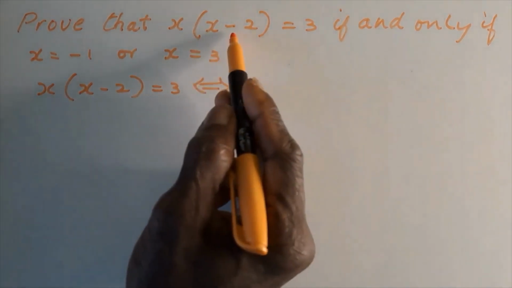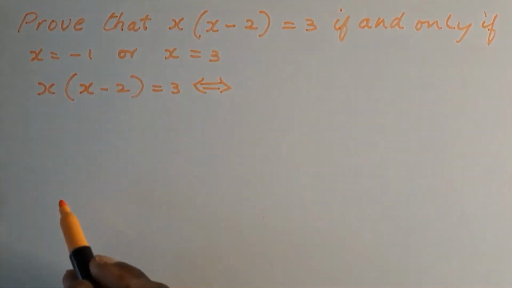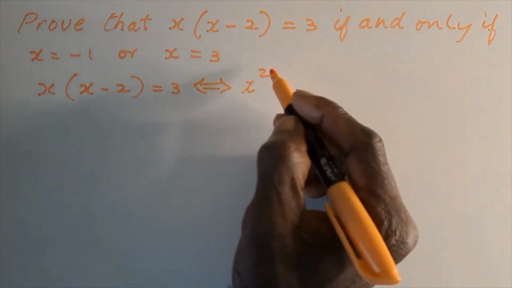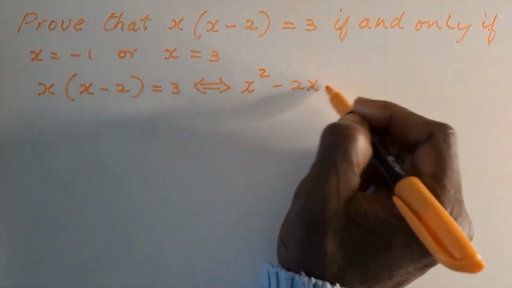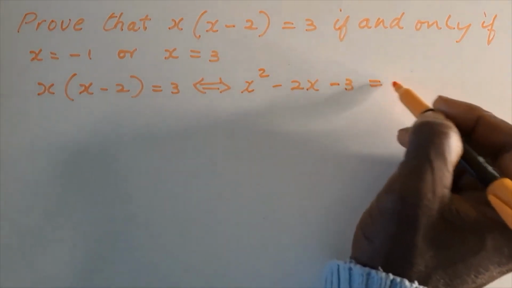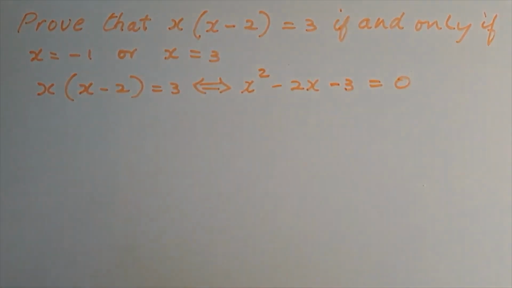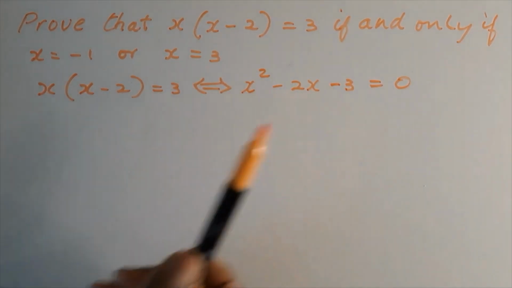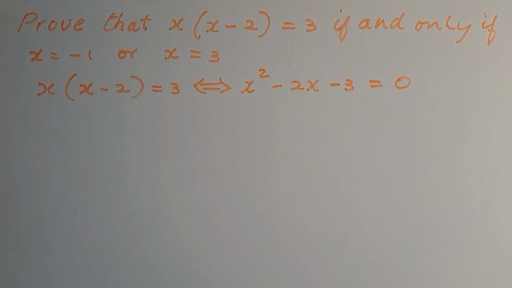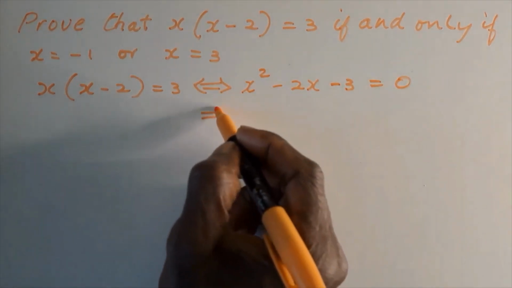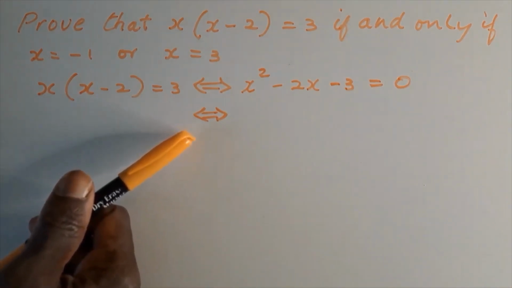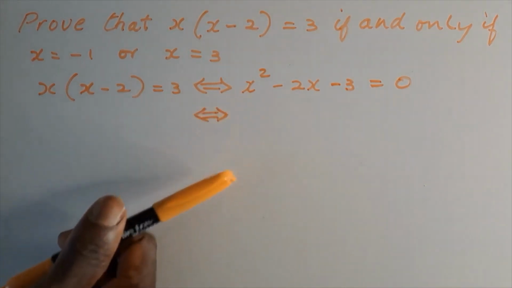and if we simplify, expand this, clear the brackets and rearrange, we have this as x squared minus 2x minus 3 is equal to 0. So our statement is x into x minus 2 is equal to 3 if and only if x squared minus 2x minus 3 is equal to 0. And we must carry through our statement, because this double implication, if and only if, applies to each step as we go along.